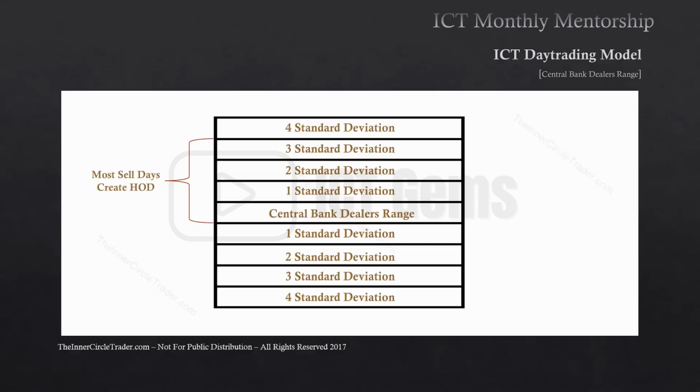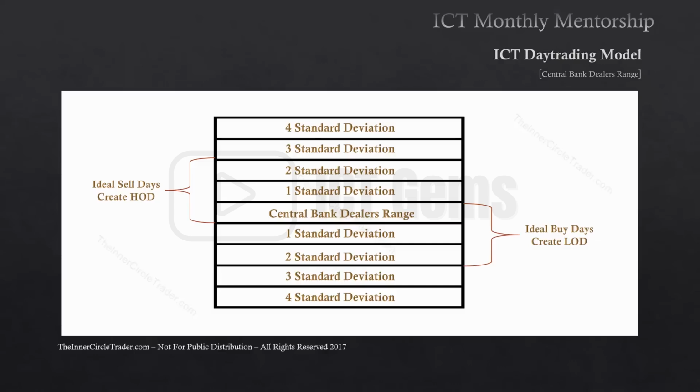Typically, most sell days will create the high of the day from the central bank dealer's range up to 3 standard deviations. Most buy days will create the low of the day from the central bank dealer's range down to the 3rd standard deviation. Ideally, sell days create the high of the day no more than 2 standard deviations above the central bank dealer's range, many times just 1 standard deviation.